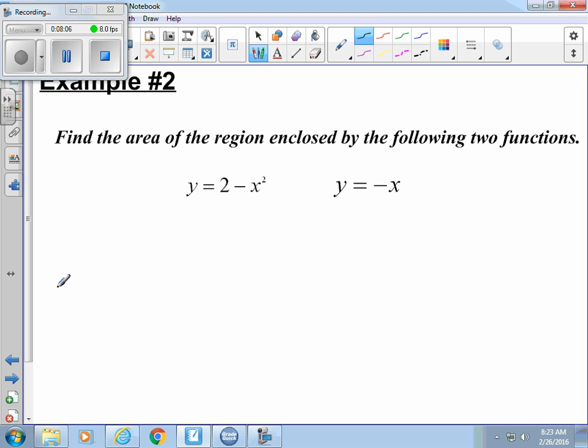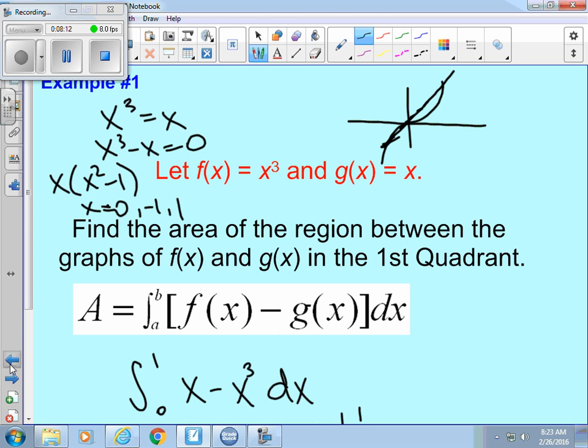On the last one, when you found the intersection, is that what you just plugged in as the points? The 0 to 1, because that's this intersection. So I'm looking for this area. And so this intersection is 0 and this intersection is 1.